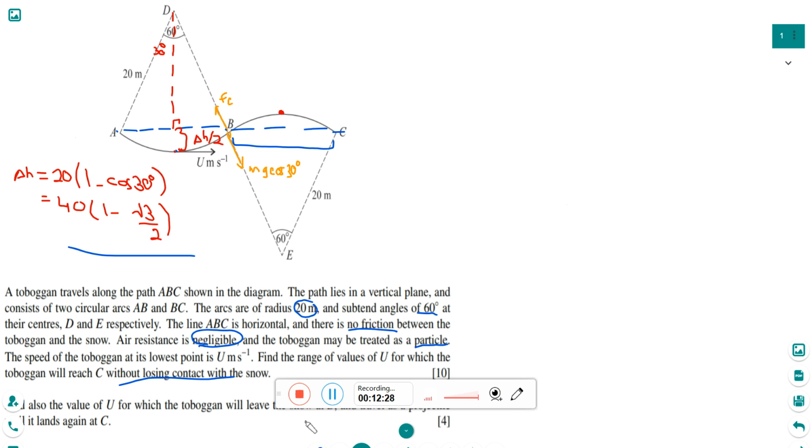The next section says find also the value of u for which the top again will leave this node B and travel as a projectile until it lands again at C. Okay, for top began to travel as a projectile, so this is related to projectile motion. Assume that the initial velocity here, this question is relatively very easy. The initial velocity here, and this is the initial angle, and it travels as a projectile until it reaches C.